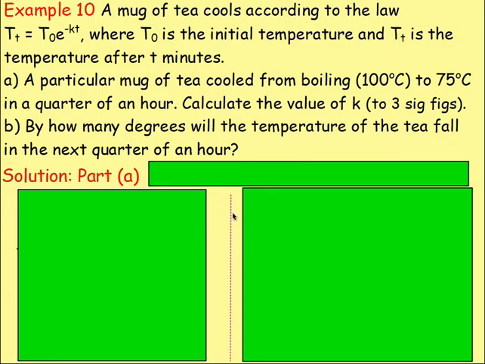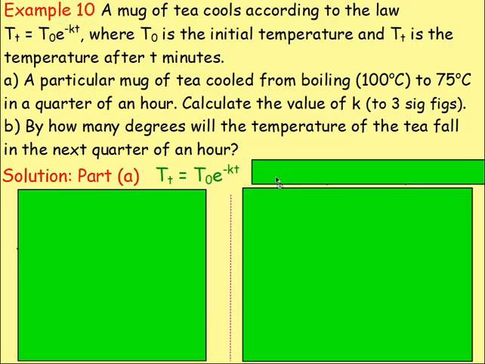Example 10. A mug of tea cools according to the law Tt equals T0 e to the power of negative kt, where T0 is the initial temperature and Tt is the temperature after t minutes. A particular mug of tea cooled from boiling, 100 degrees, to 75 degrees in a quarter of an hour. Calculate the value of k to 3 significant figures. And later on, for part B, how many degrees will the temperature of the tea fall in the next quarter of an hour? So for this one, what are we thinking?